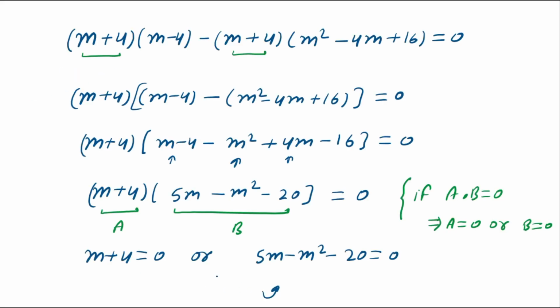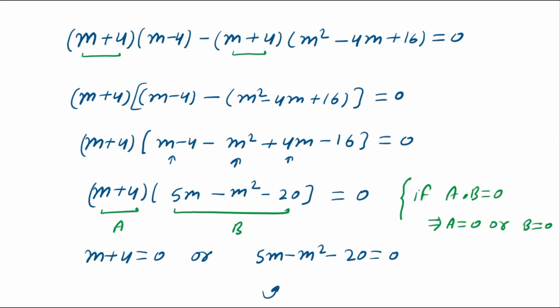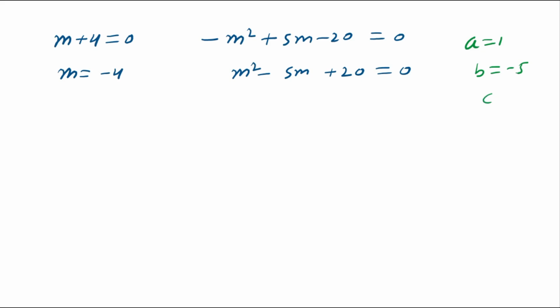and here we have the quadratic equation minus m square plus 5m minus 20 is equal to 0. Multiply both sides by minus 1, then you will get m square minus 5m plus 20 is equal to 0. Here this quadratic equation is not factorizable, so we will apply the quadratic formula. Value of a is equal to 1, value of b is equal to minus 5, and value of c is equal to 20. And the quadratic formula, m is equal to minus b plus minus square root of b square minus 4 times ac divided by 2 times a.